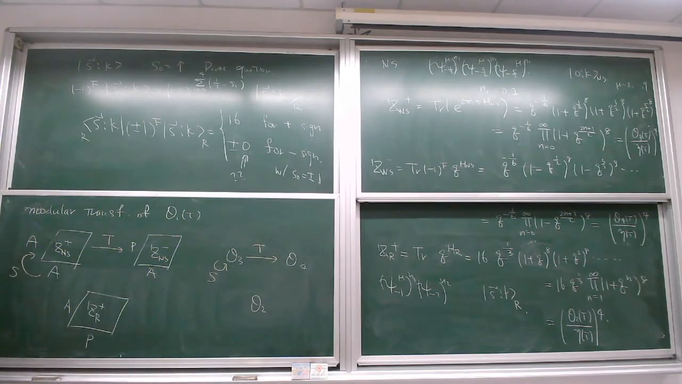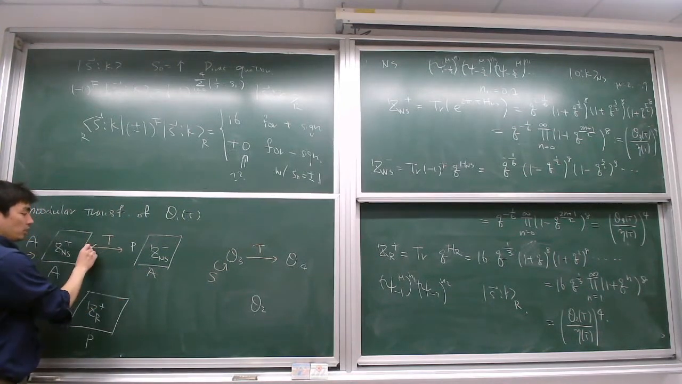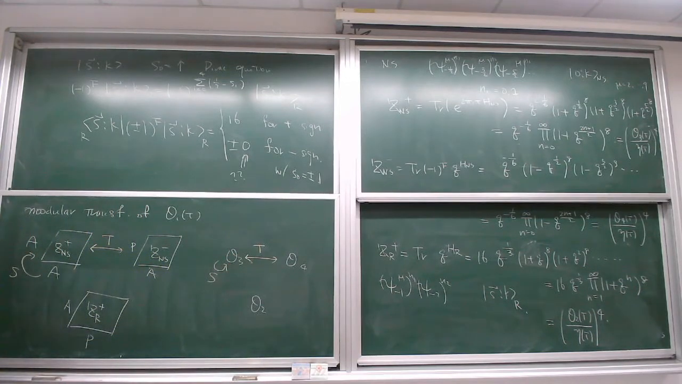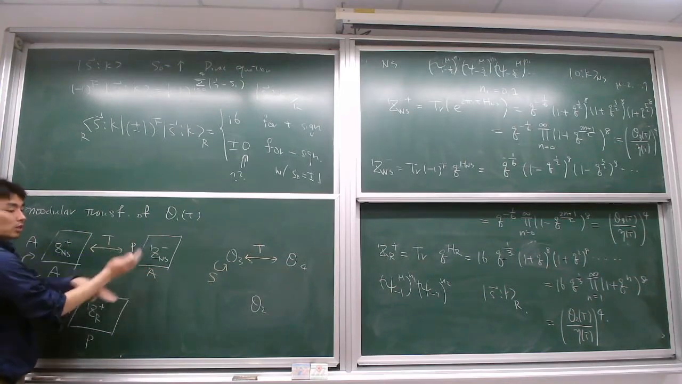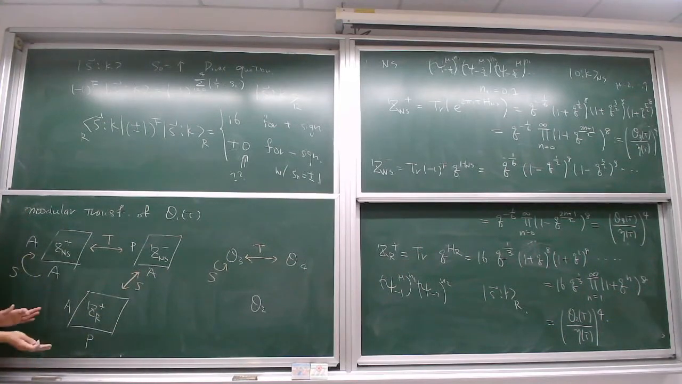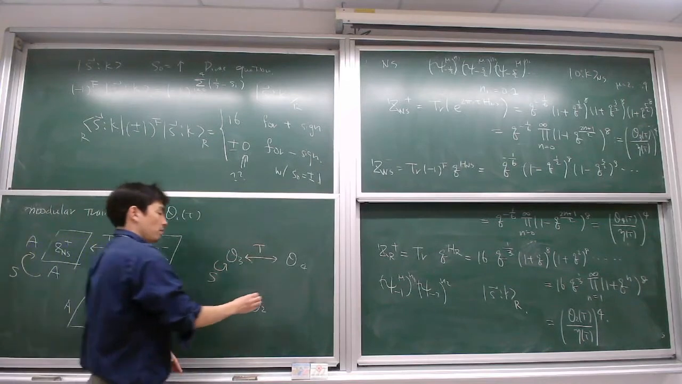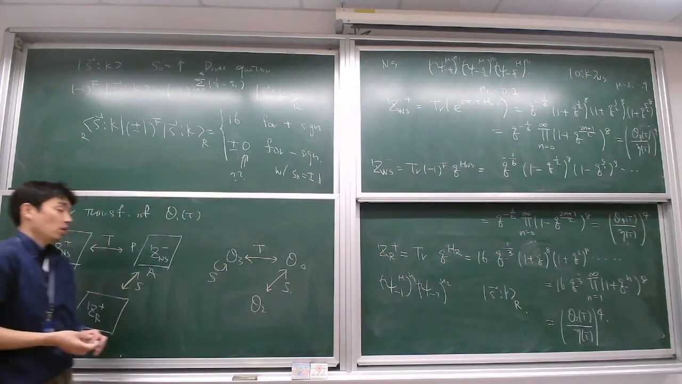And then the similar thing one can do. So this is the T transformation. And then the S transformation swaps the spatial and time direction, so then they are related by the S transformation. Okay. So A and P are swapped. So therefore, theta 4 and theta 2 are swapped by the S transformation.